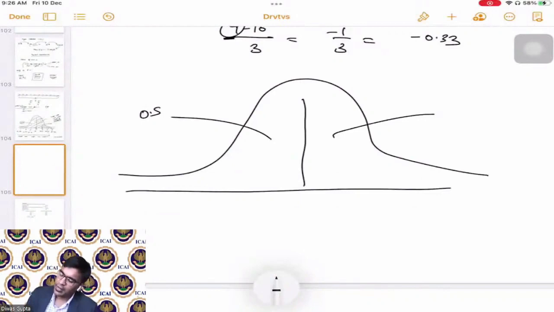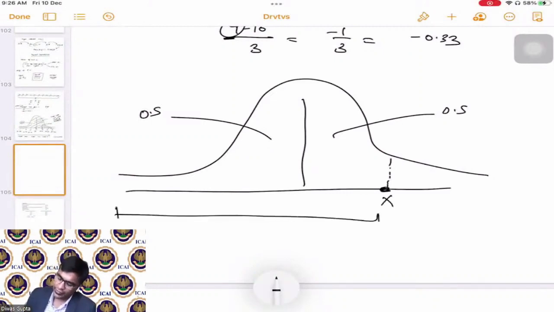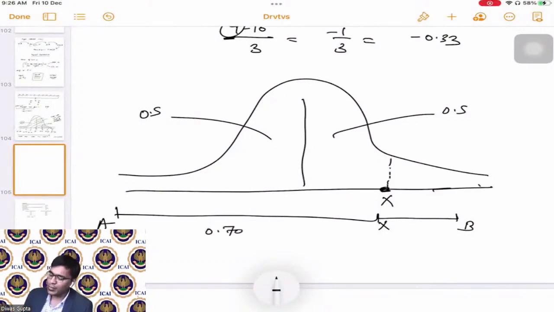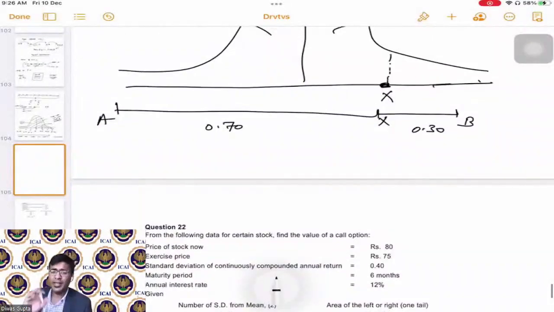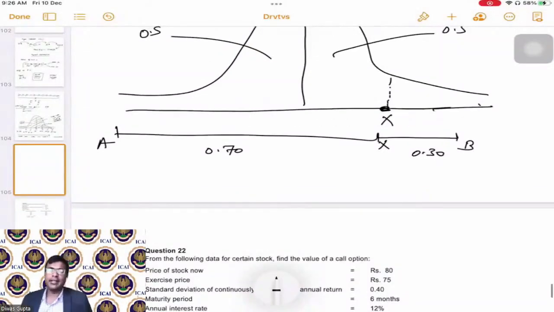0.5, 0.5. Now, for example, we are somewhere here, correct? Let's say this is the X point where we are, and the area under the curve from, let's say, A till X, and then X till B, for example, correct? This is the endpoint here for B. So A till X is, for example, 0.7, then X to B will be 0.3, because the total area will always be equal to 1. That is what we have already studied, correct? So if we get this area cumulatively from left till Z score, we know what the area is from Z score till right, correct?